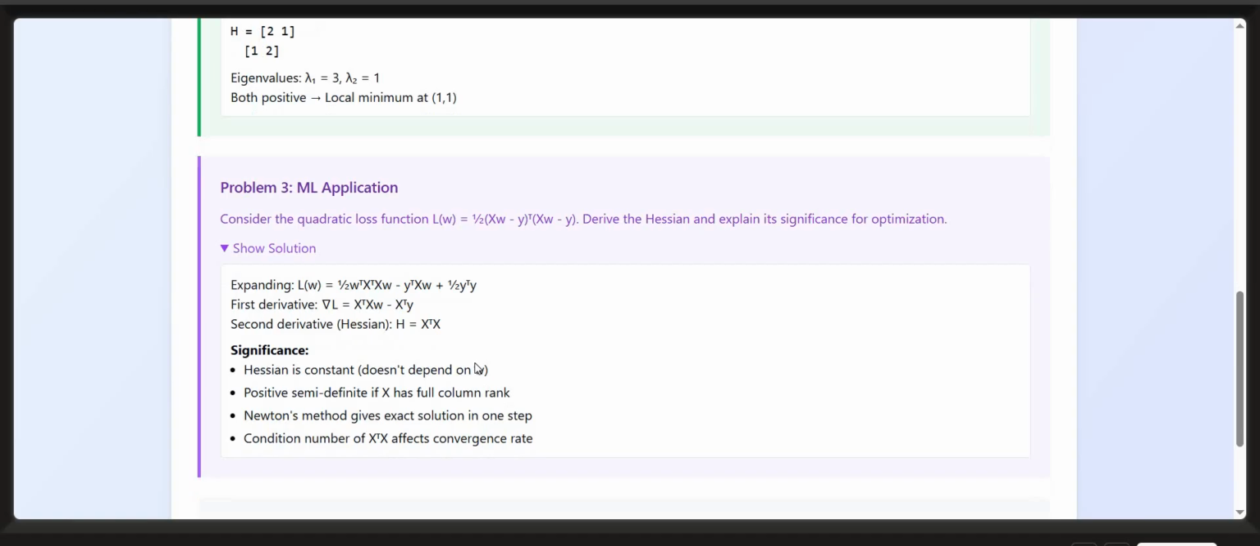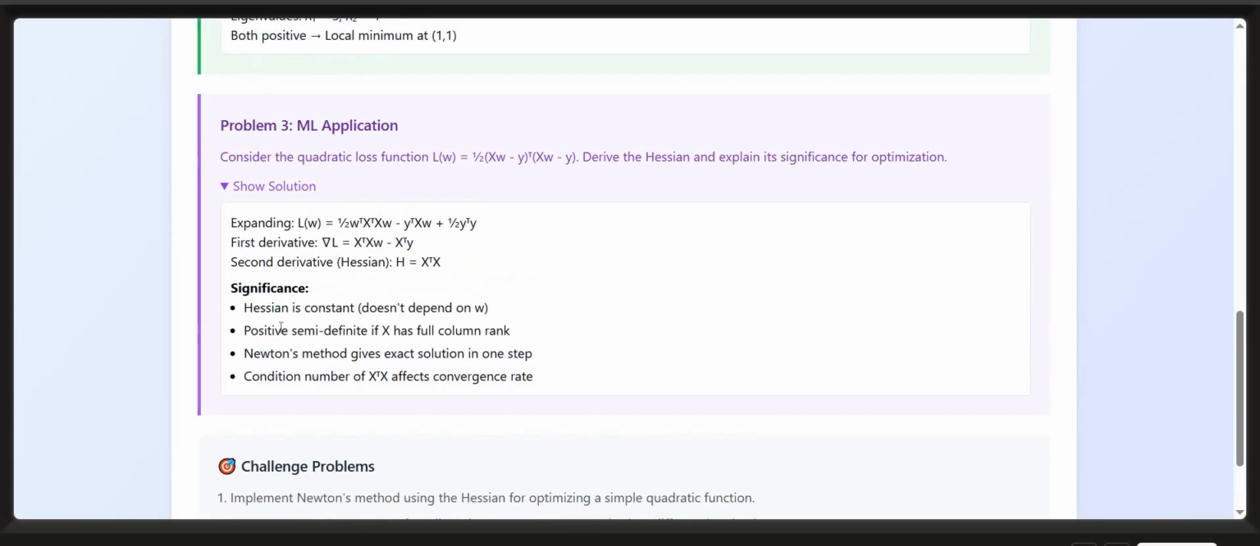A few important things about this one. What are they? The first is the Hessian here is constant. It doesn't depend on w. So during optimization we are not recalculating it every time, which saves us some work. Also, if x has full column rank, then this Hessian is positive semi-definite, and that's a good sign in terms of stability. And one more thing, in this setup, Newton's method gives the exact solution in just one step. That's one of the rare cases where it actually works out that neatly.